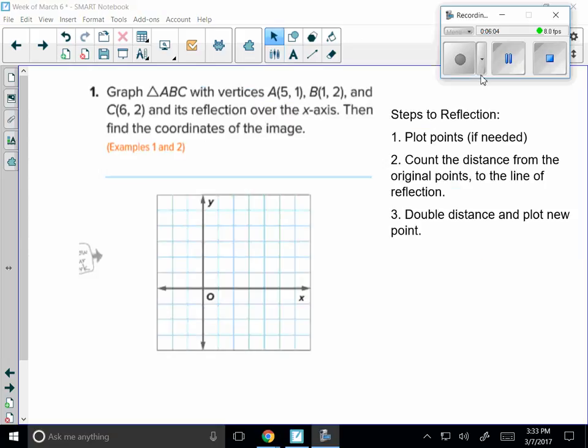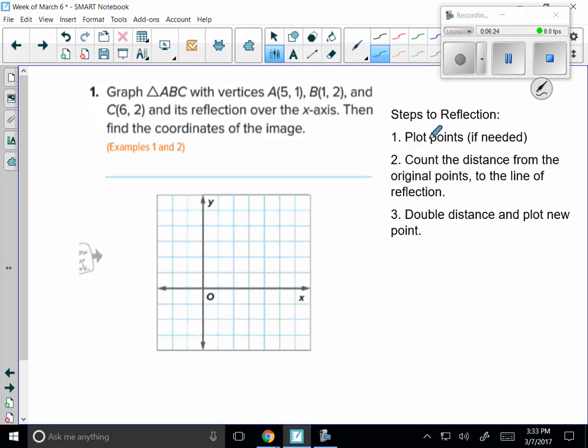This is going to be your example problem. This is actually from one of the books in your page there. If you look, it's number 1. It says graph the triangle ABC with vertices at A, B, and C, and you can read the numbers. And it's a reflection over the x-axis. So if you have a graph, you can actually show the reflection. And I put these points here.